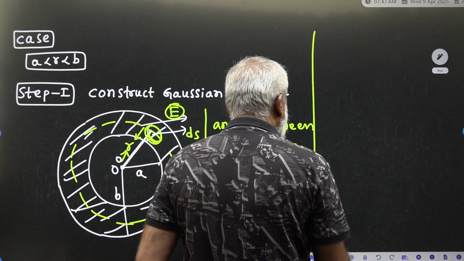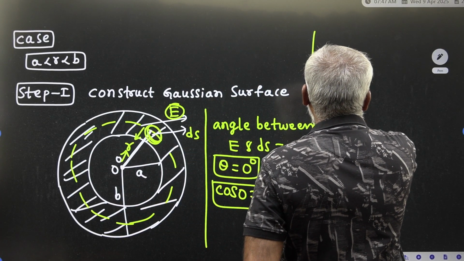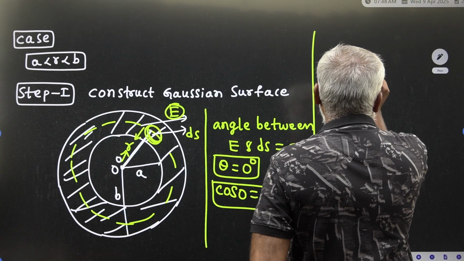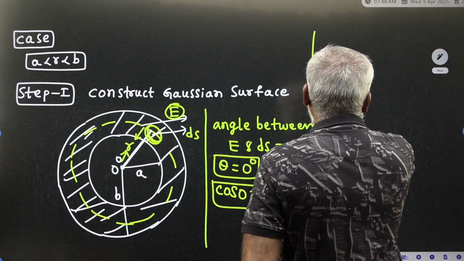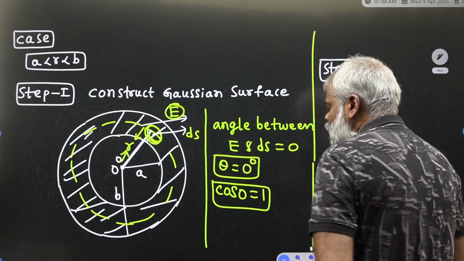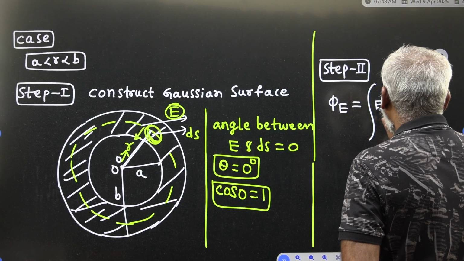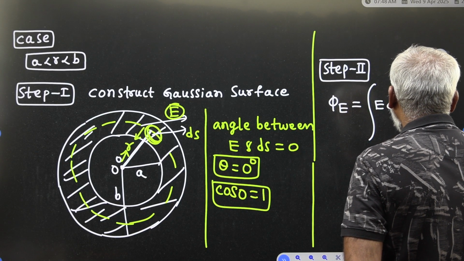Now you are able to do step 2. What is your step 2? Find the electric flux. Your step 2 is you need to find the electric flux. How do we calculate the electric flux of a Gaussian surface? What is the formula? Phi is equal to integral E ds cos theta.